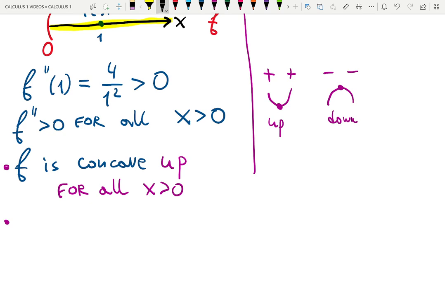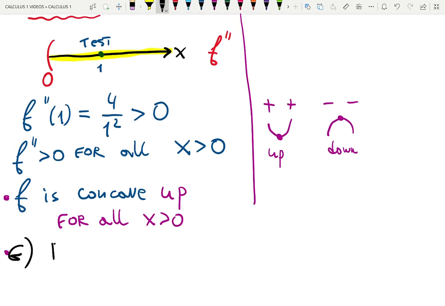The question G asks about inflection points. Inflection points, or points of inflection, change the concavity, but the function doesn't change the concavity, and that is why there were no solutions for the second derivative to be 0. There are no inflection points or points of inflection.